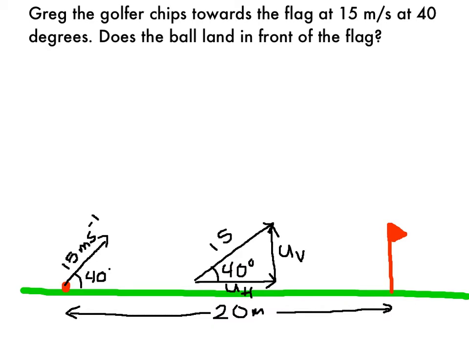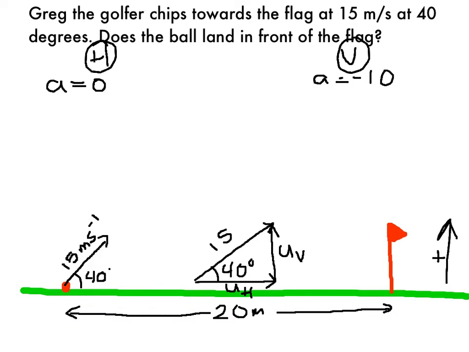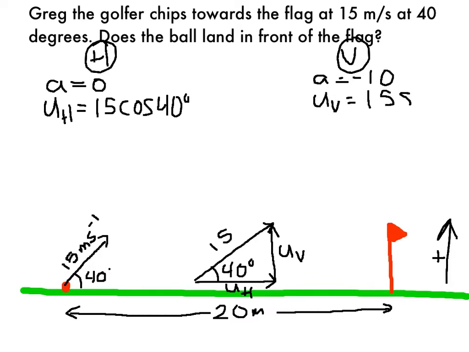So writing down everything we know, horizontally and vertically. Horizontally, acceleration equals 0. Vertically, acceleration equals -10, I'm defining up as positive. And for initial velocity, horizontally, uH, because of this little triangle we've worked out here, equals 15 cos 40 degrees, and uV will equal 15 sin 40 degrees.